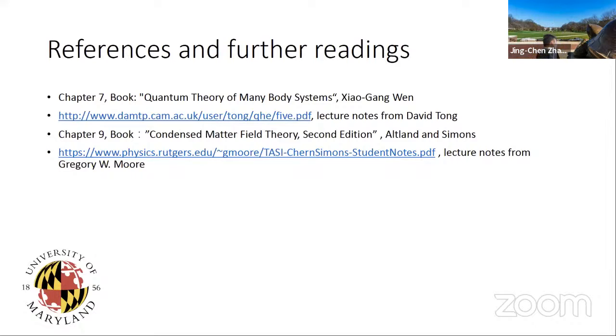All right, so there are a few further materials that I have not covered. For example, the non-abelian Chern Simons terms, or some Chern Simons terms with more complicated symmetries, but they are discussed in these references, especially chapter 7 in Xiao-Gang Wen's book, or in the very good notes from David Tong that are listed here. Yeah, so I think that's all I want to say. I'm open to any questions.